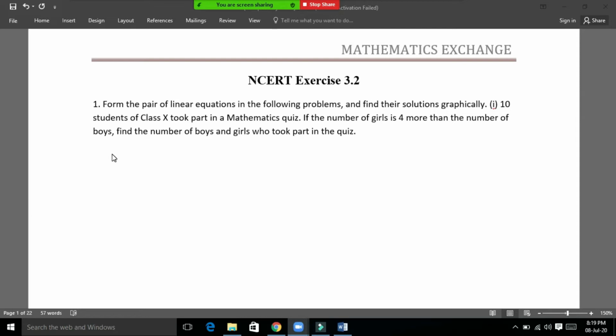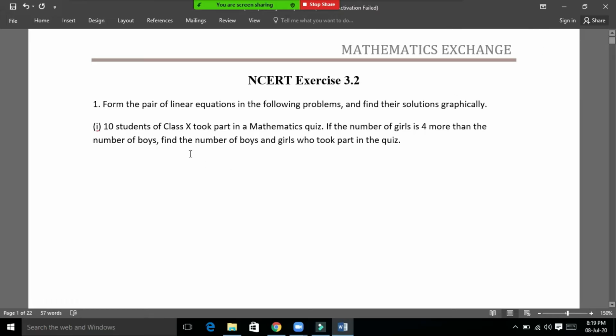So first question is, form the pair of linear equations in the following problems and find their solutions graphically. In the first case, 10 students of class 10 took part in a mathematics quiz. If the number of girls is 4 more than the number of boys, find the number of boys and girls who took part in the quiz. So we have to form the pair of linear equations and find the solution graphically.